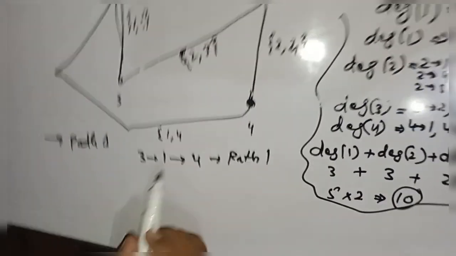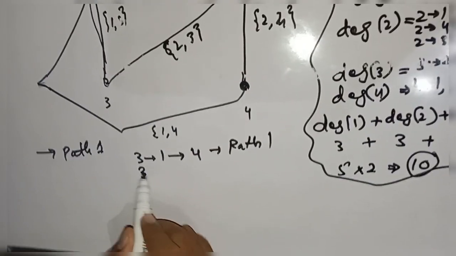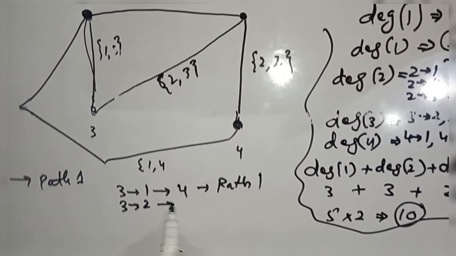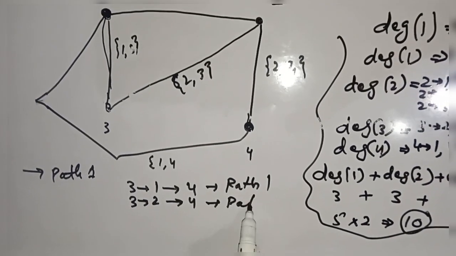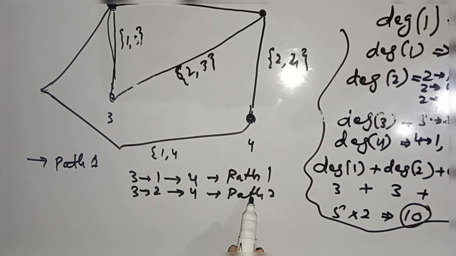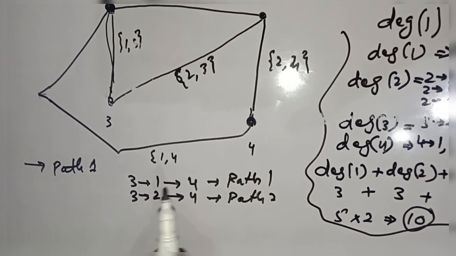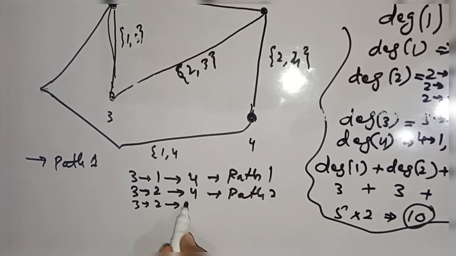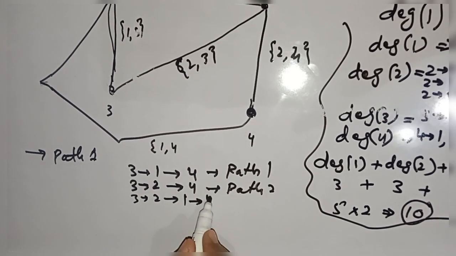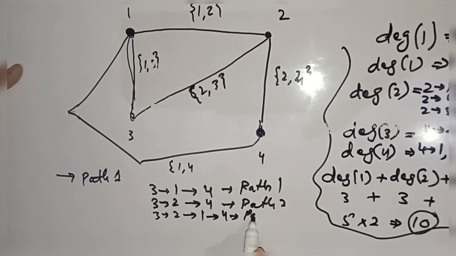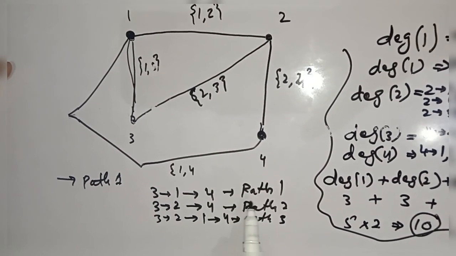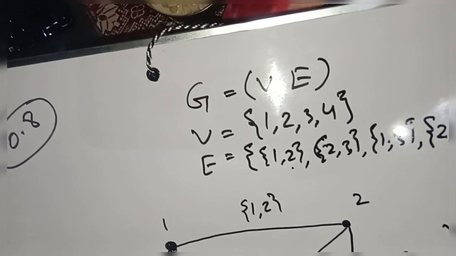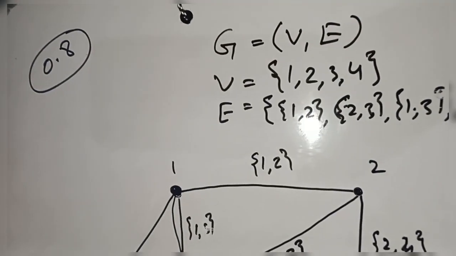Other paths can also be there. For example, if I go from 3 to 2, then I can go from 2 to 4. This is path 2, and that can also be your answer. Another path could be 3 to 2, then 2 to 1, then 1 to 4. This would be the longest path, path number 3. So this is the whole answer of this question. That problem was problem number 8, related to the construction of the graph. So that's the answer.